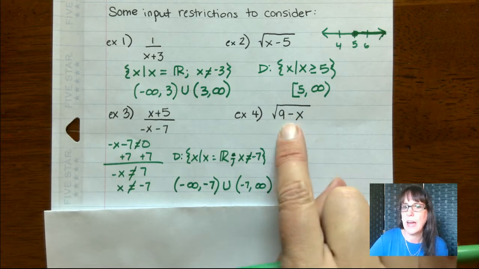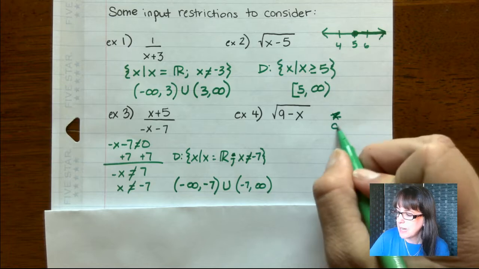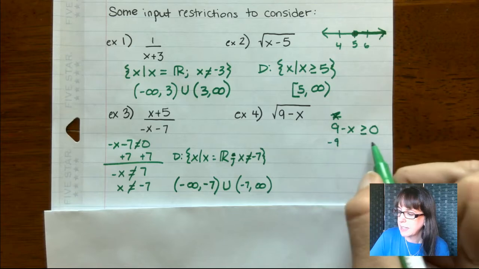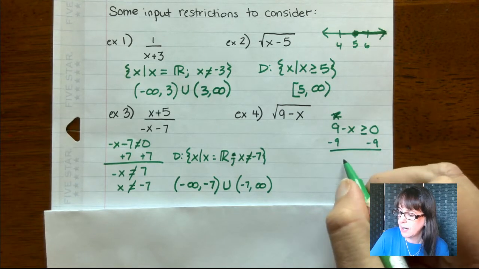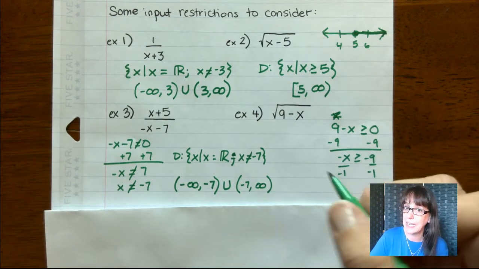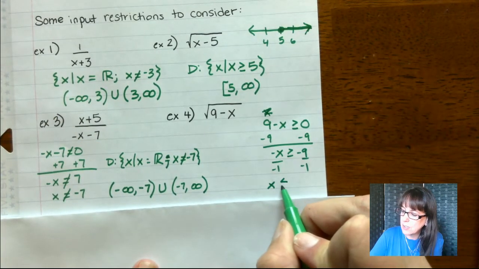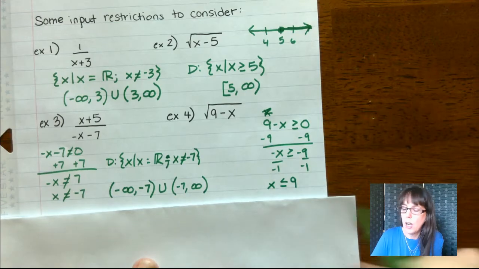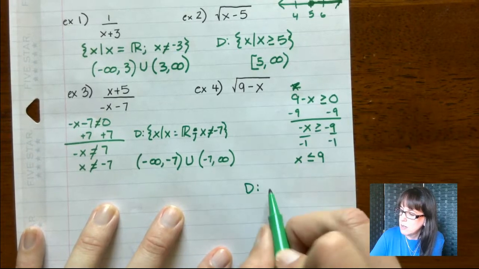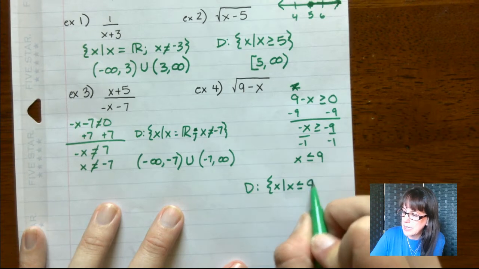Now, again, for this one, it has to be greater than or equal to 0. So we can say 9 minus x has to be greater than or equal to 0. Minus 9 from both sides. We get negative x is greater than or equal to -9. Divide both sides by -1. But remember, when we divide by a negative, we have to flip our sign. So x is less than or equal to positive 9. So the way we could write that for our domain is x such that x is less than or equal to 9.